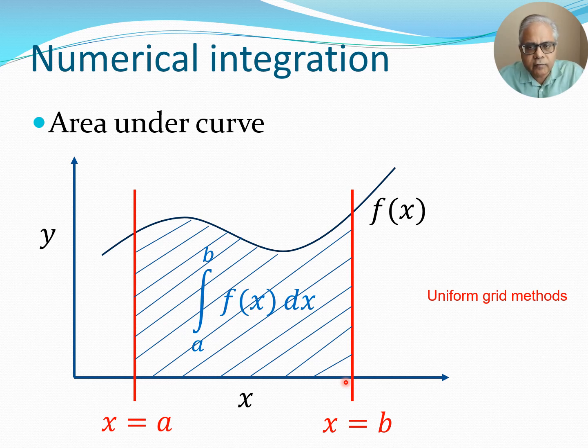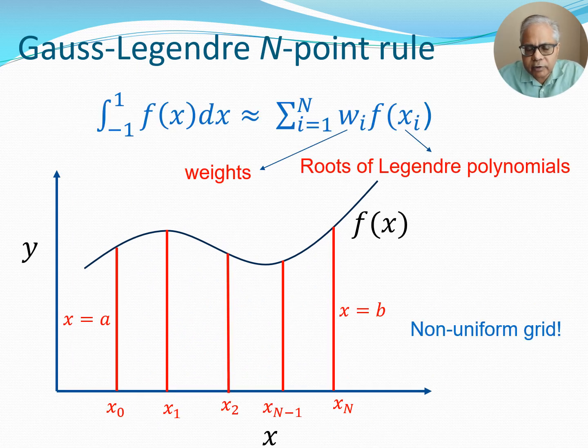And we have seen that the uniform grid methods, such as the trapezoidal rule and the Simpson rule, essentially split this domain between x is a to x is b in a uniform grid, calculate the function values at those points, and then find the integral. Those methods are very useful in many situations where you may have data where y is a function of x at a uniform grid. In that case, of course, you have to use the trapezoidal rule or one of the Simpson's rules, the 1/3 rule and the 3/8 rule, which I have discussed in the previous two lectures. But today we are going to discuss a different method, which is the Gauss-Legendre n-point rule.